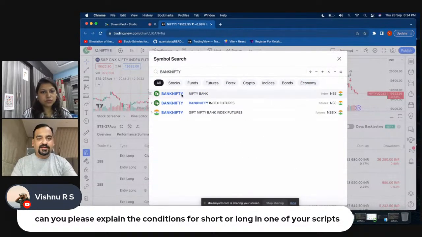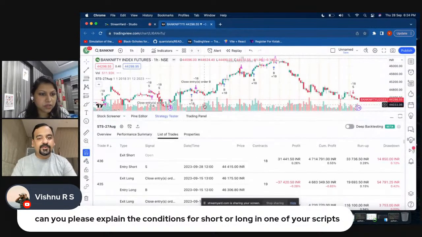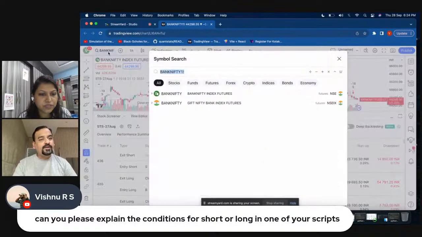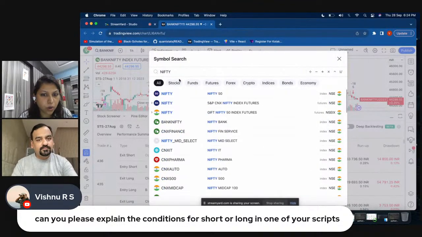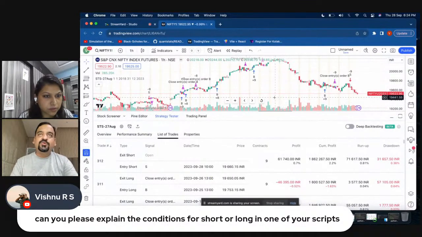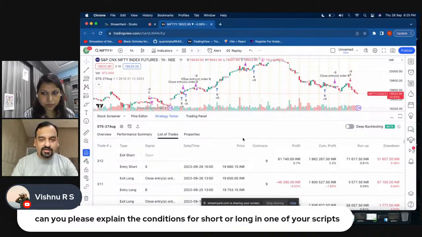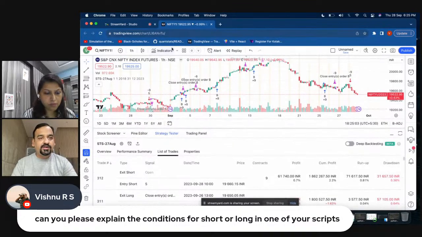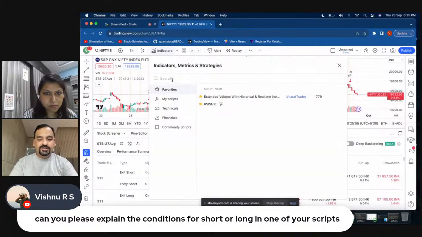Bank Nifty. So we have a question here, Vivek ji: can you please explain the conditions for short or long in one of your scripts? Yeah. So if we go into, say, I will expand a little further on this system. I will add, say, a Donchian channel.